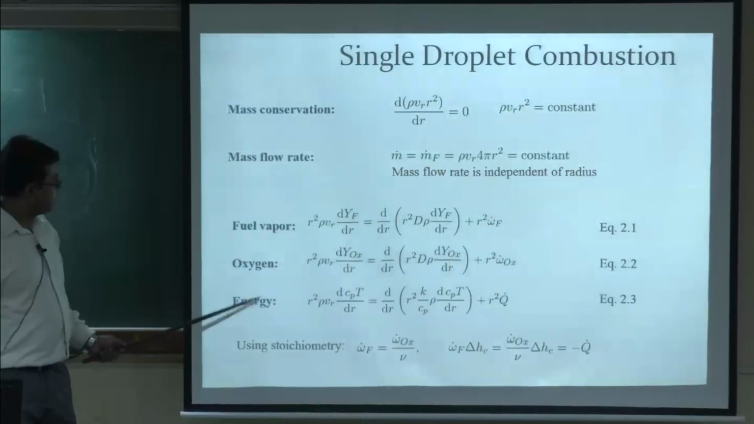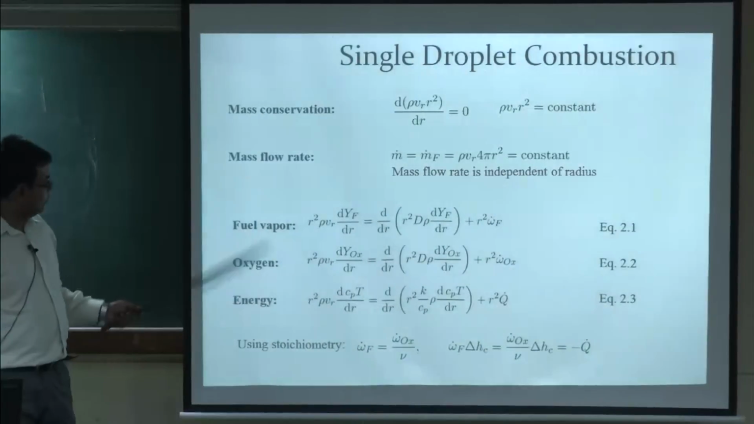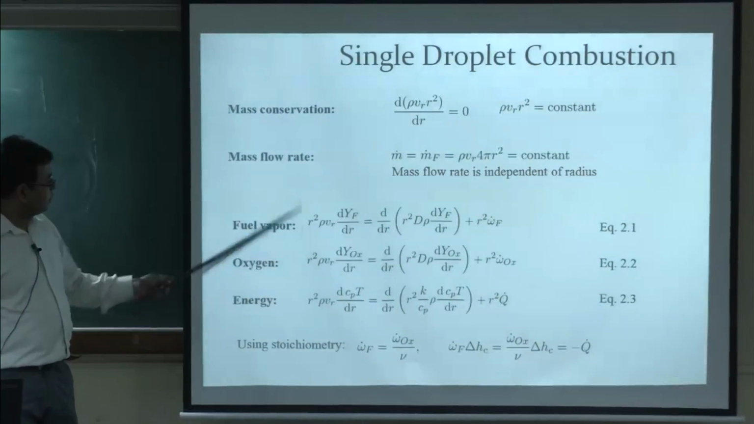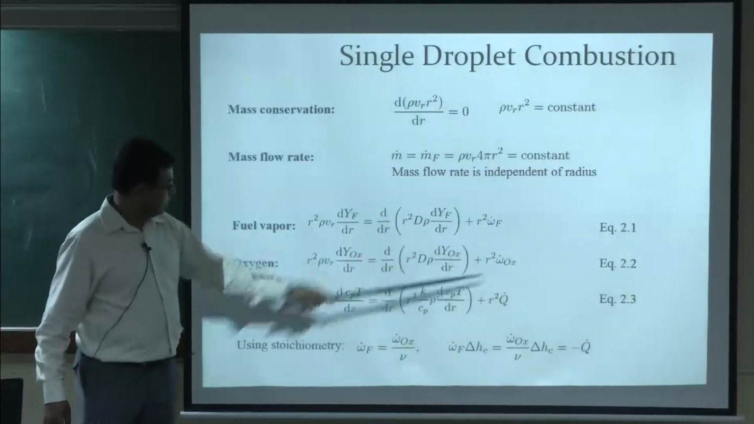Now, we write down the species conservation equations for the individual species, like fuel vapor and oxygen. So, these are the equations, and they have the source terms, right.